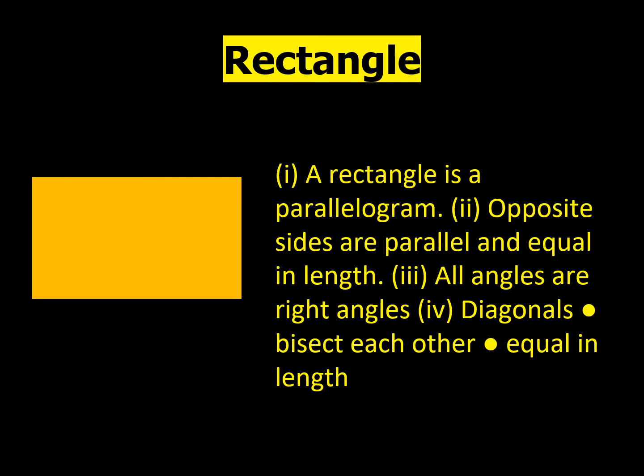Okay, we have also rectangle. A rectangle is a parallelogram. Second, opposite sides are parallel and equal in length. And all angles are right angles. And lastly, diagonals bisect each other and equal in length.